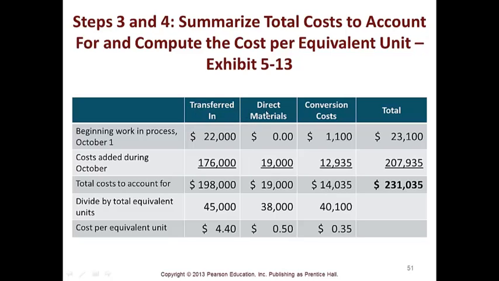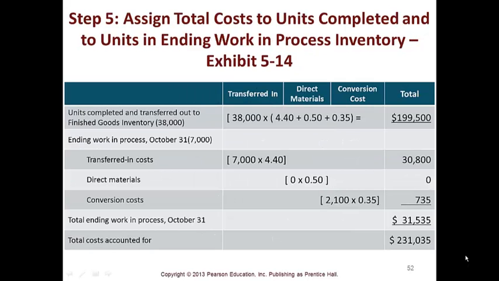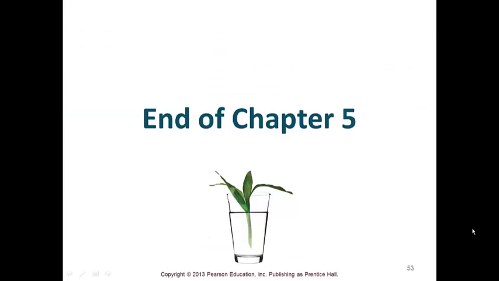Your transferred in, your direct materials, and your conversion costs equal your total process cost. And here's your calculation of the units completed, moving on to ending work in process inventory. Notice you had to do the transferred in, the direct materials, and the conversion costs separately times their individual unit costs. And that's the end of chapter 5.